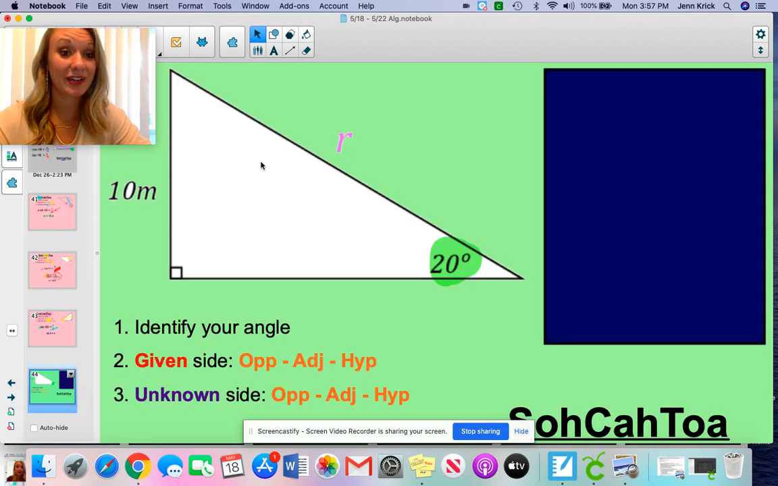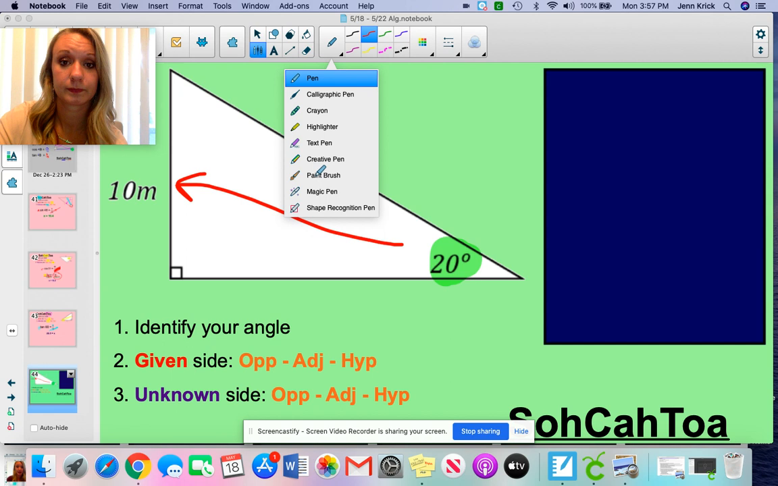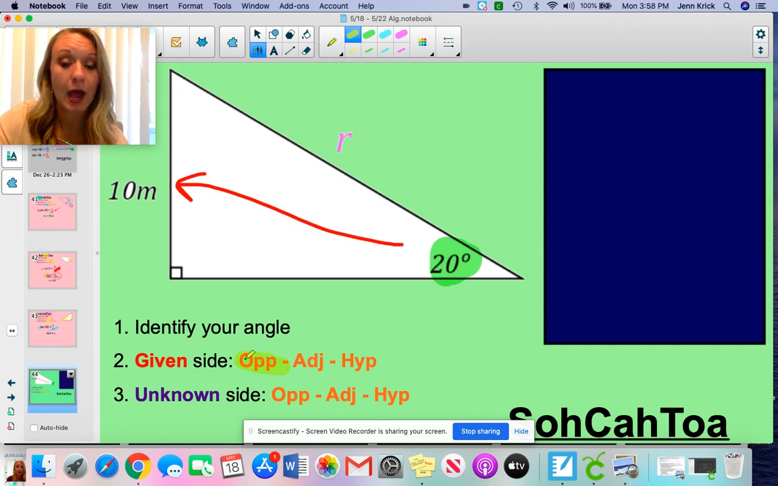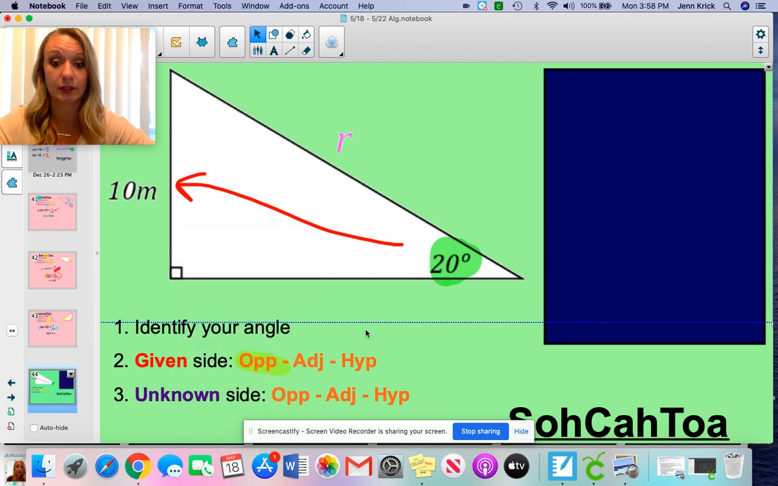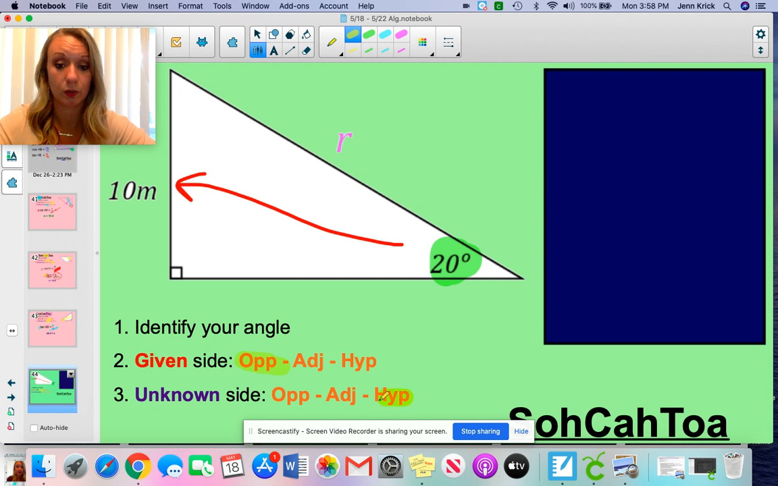All right, this is the original problem that I led off with. You're given an angle, one side length, and you need to find the other one. So identify your angle. I already did it for you. It's 20. Our given side is across from that angle, which means that it's opposite. Right here. Our unknown side is the hypotenuse because it's across from the right angle. So I've got opposite and hypotenuse.